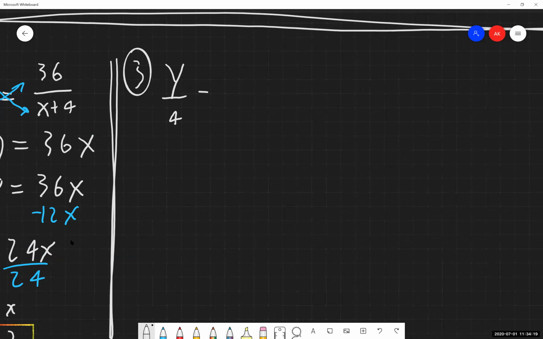Oops, plus 1 is equal to 9/4. So again, we have a couple options on how we can go about doing this if we want to. But if our goal is to use cross multiplication to solve this thing, then we need a fraction equals a fraction. And we have two ways we can do that.